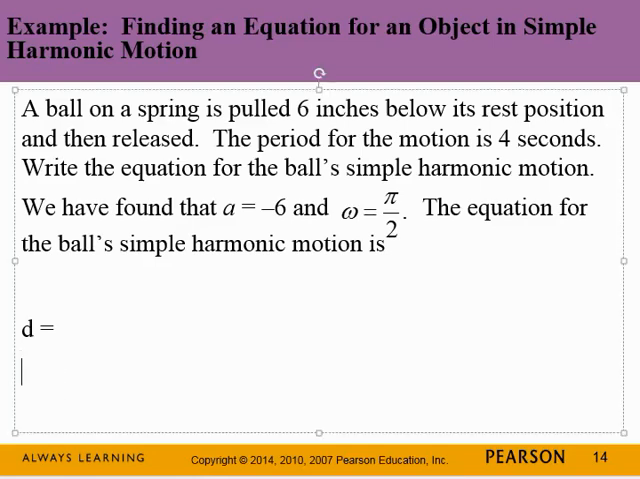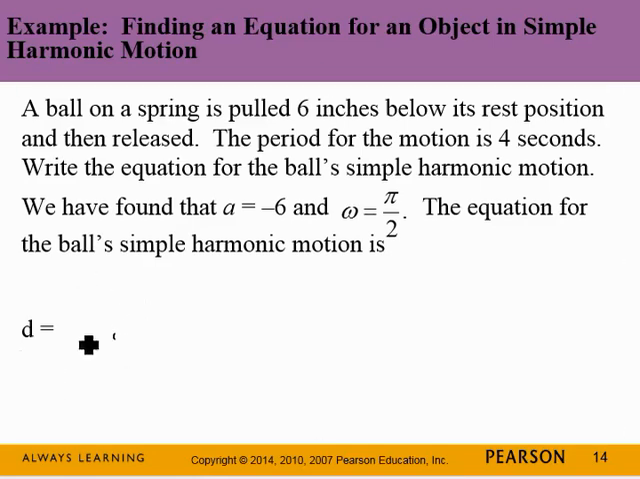So d is going to equal your negative 6, so your a, cosine wt.